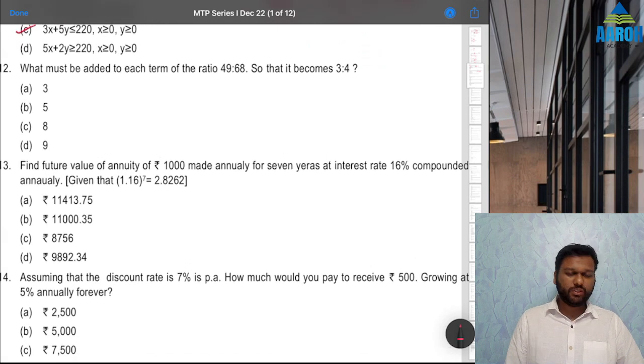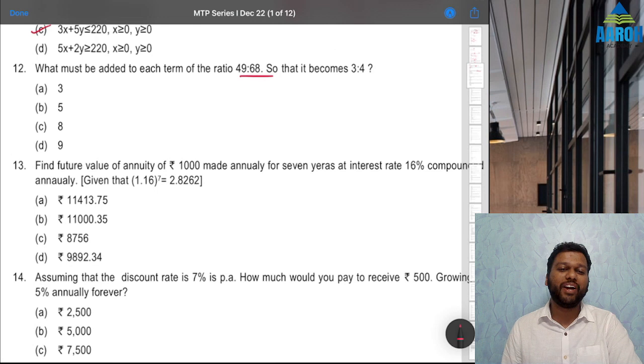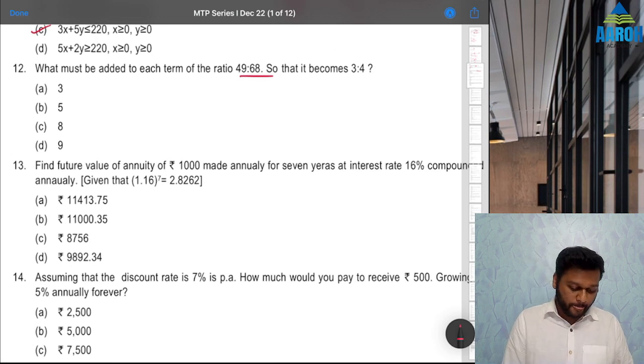12th. What must be added to each term of this so it becomes 3 by 4? So obviously go by options, no need to do anything else. 49 plus 3, 52, and 68 plus 3 is 71.